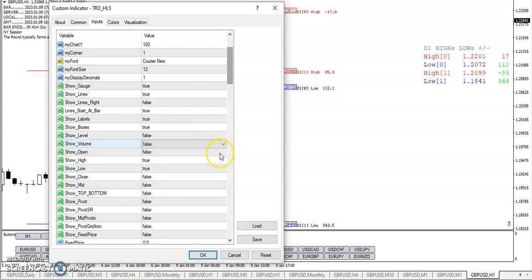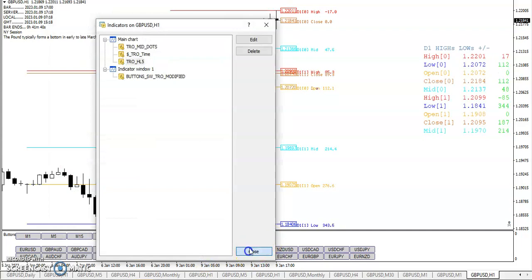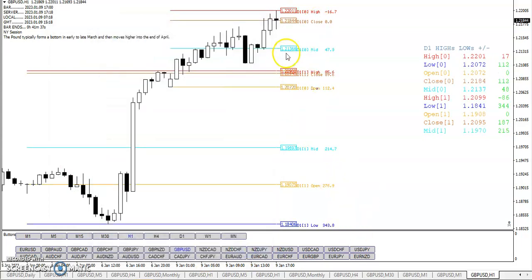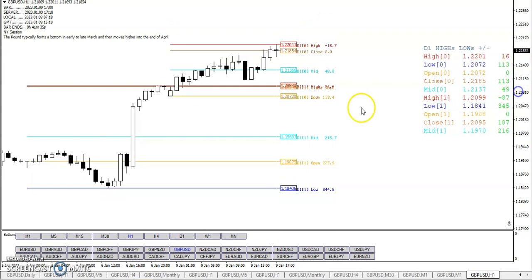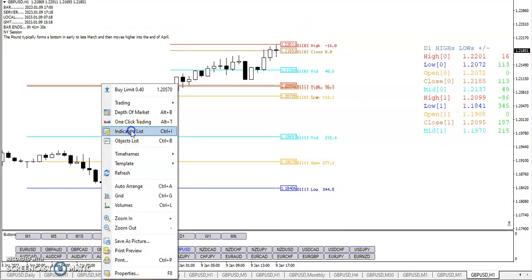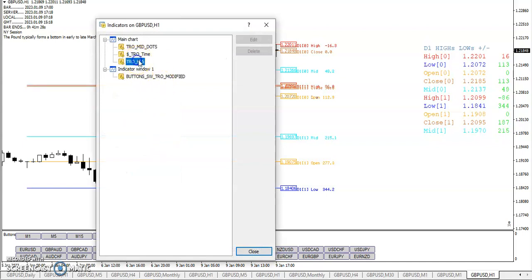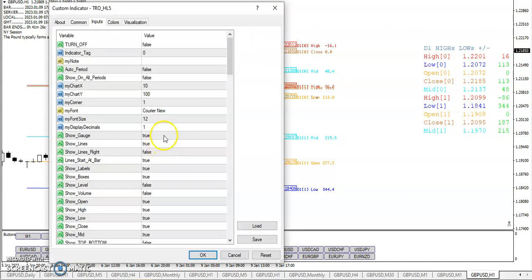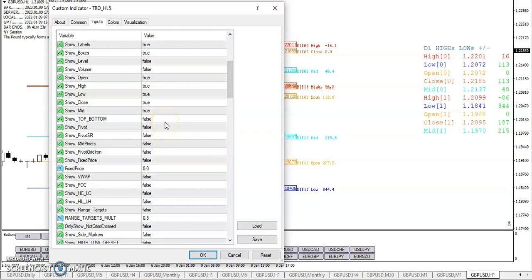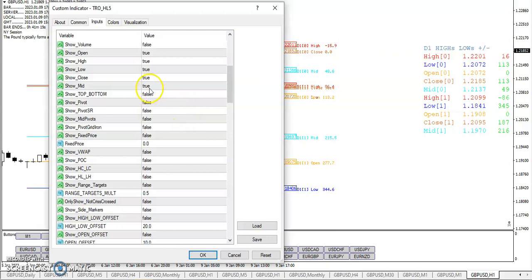Put that back. So we can have the open and turn that on. We can show the close. We can show the midpoint. And they all come up. Of course, you can set the colors the way you want them. And this is probably going to have some part twos because we've only got about 4 minutes left.